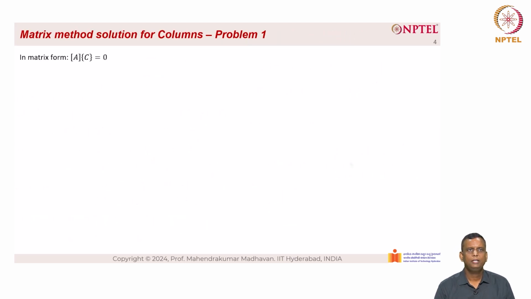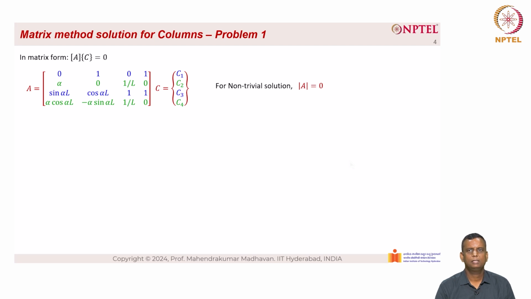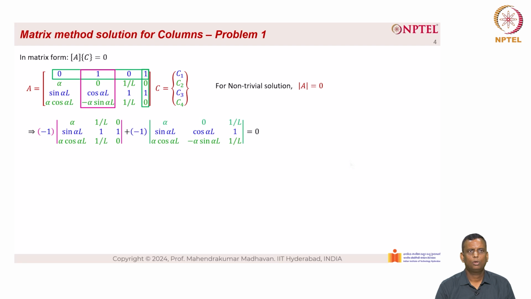In the matrix form, A into C is equal to 0. A is given as 0, 1, 0, 1; alpha, 0, 1 by L, 0; sin alpha L, cos alpha L, 1, 1; alpha cos alpha L, minus alpha sin alpha L, 1 by L, 0. C is given as C1, C2, C3, C4. For non-trivial solutions, the determinant of A should be equal to 0. When we expand the matrix, we get two 3 by 3 determinants, given as minus 1 into the determinant of alpha, 1 by L, 0; sin alpha L, 1, 1; alpha cos alpha L, 1 by L, 0, plus minus 1 into the determinant of alpha, 0, 1 by L; sin alpha L, cos alpha L, 1; alpha cos alpha L, minus alpha sin alpha L, 1 by L, equal to 0.